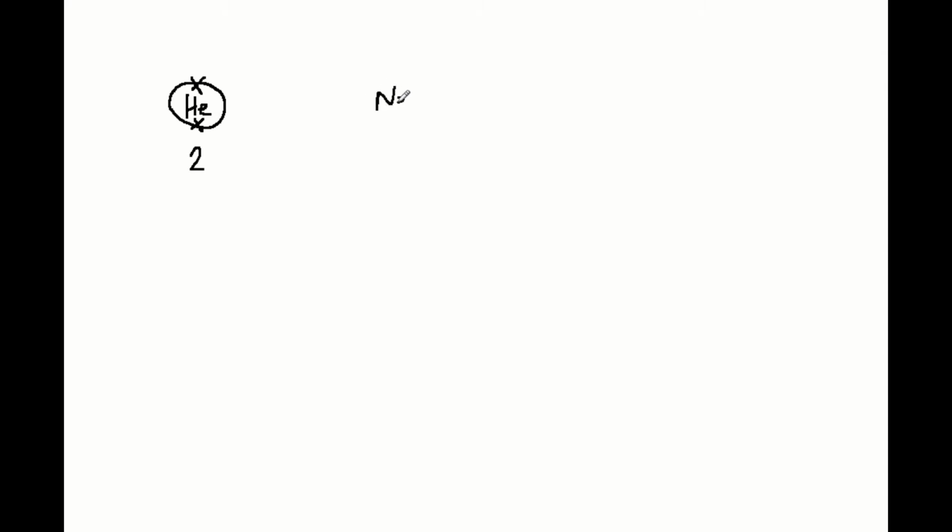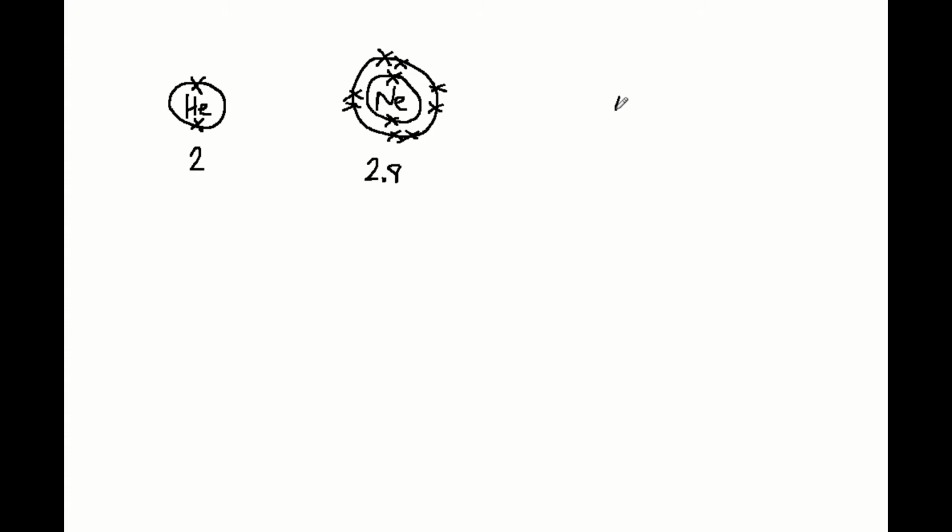The second one, neon, that's got 10 electrons. So we start with our first 2 on the innermost shell, but it can only hold a maximum of 2. So we then need our second shell, and we're going to find the next 8. There we go. So that's 2.8. So that's the 10 electrons there.